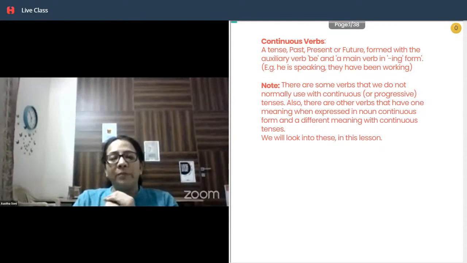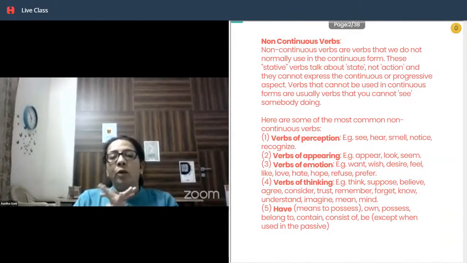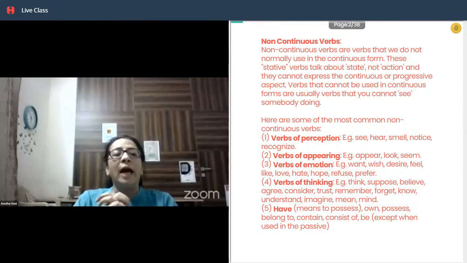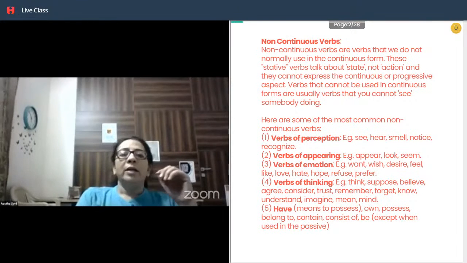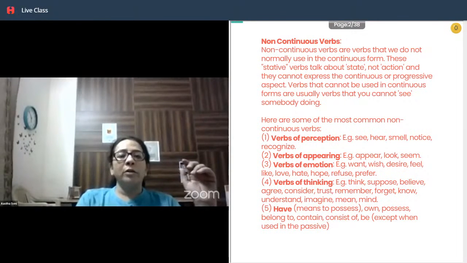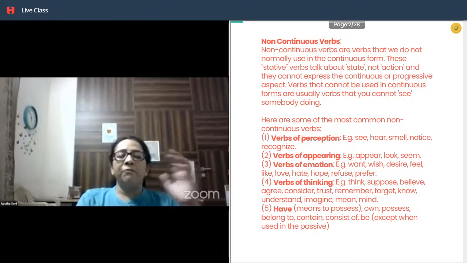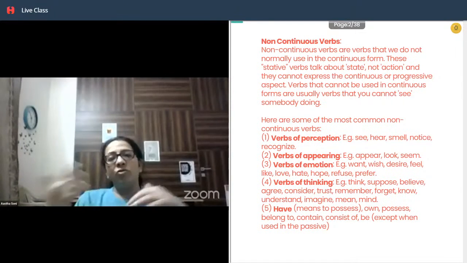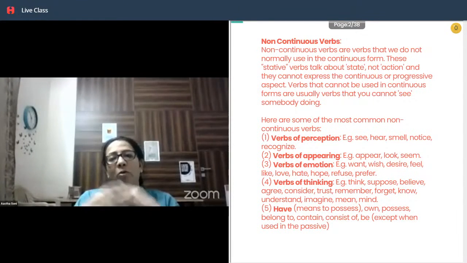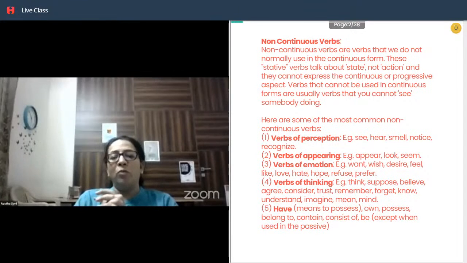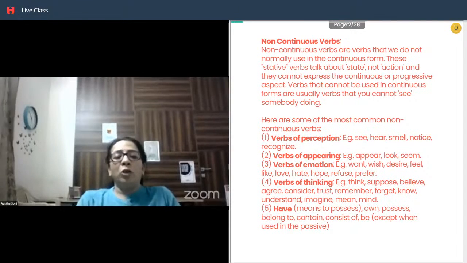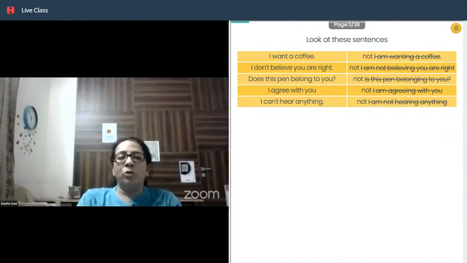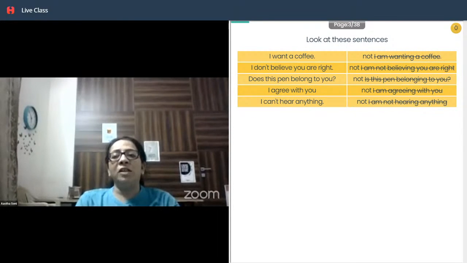We have discussed verbs. There are verbs which are continuous, that means verbs which are used with the ing form. There are verbs which are non-continuous. And what are these verbs? Verbs which are non-continuous cannot be changed when they are talking about perception, appearing, emotions, thinking, or possession, that means have.